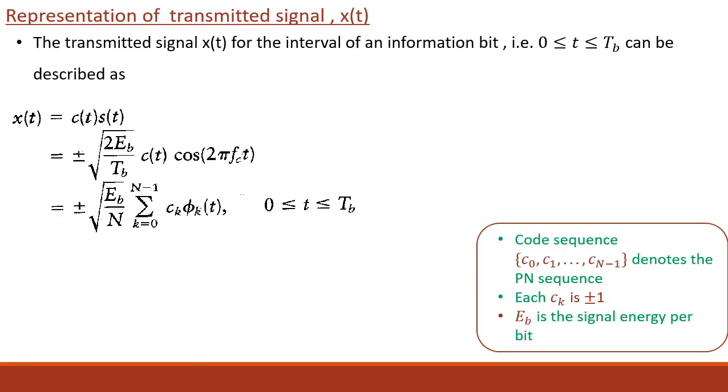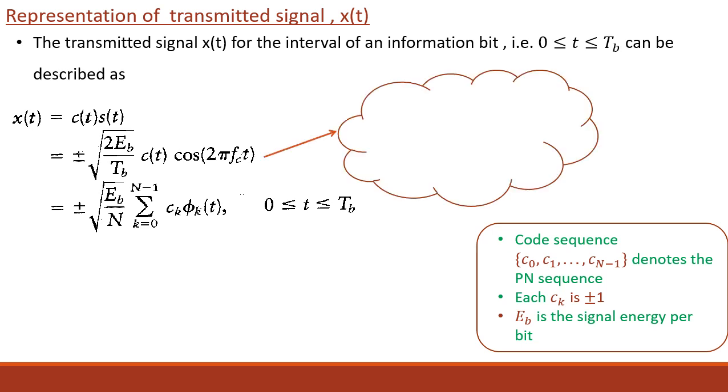First we'll be looking at the representation of the transmitted signal X of t. Specifically, we'll be looking at the interval of one information bit, that is, the time between 0 less than or equal to t less than or equal to Tb, because Tb is 1 bit duration. The transmitted signal X of t, as we had seen in the block diagram, is equal to the code sequence C of t times the modulated signal S of t. So X of t is equal to C of t times S of t.